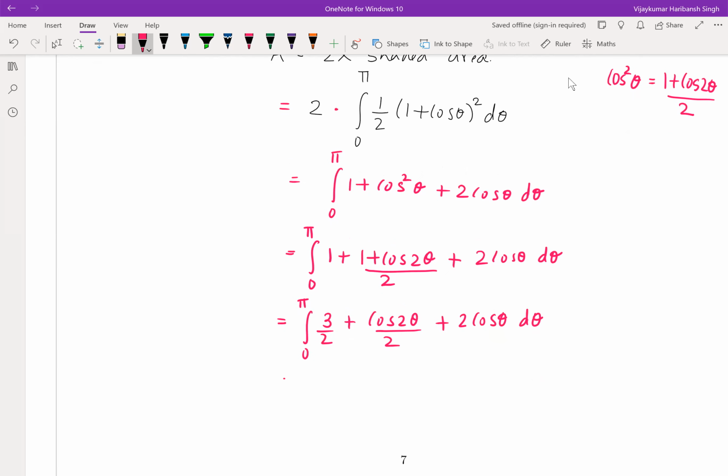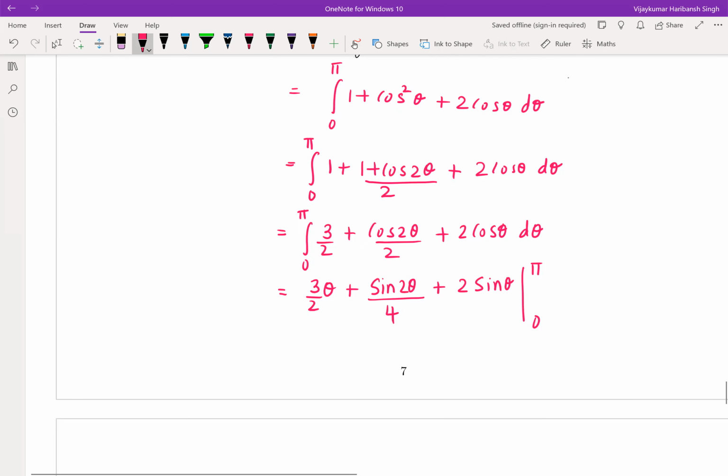Now we can integrate. So we get 3 by 2 theta. The integration of cos theta is sine theta. So we have sine 2 theta divided by 2 times 2, so it's going to be 4. And then here we get 2 sine theta. The limits of integration are 0 to pi. Now note that when you put pi or 0 in sine, all of these become 0 essentially.